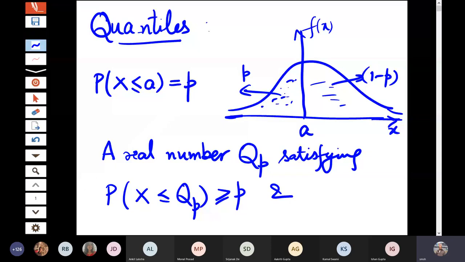On the plot of the density function, you see I have made a point A, and to the left of A we are covering probability P, and on the right of A we are covering probability 1 minus P. If A is such a point, we will call A a pth quantile. So for example, if P is equal to half, then this will become the median. Similarly, we can divide it into four parts. We can have Q1/4, Q1/2, and Q3/4. So they are called quartiles.